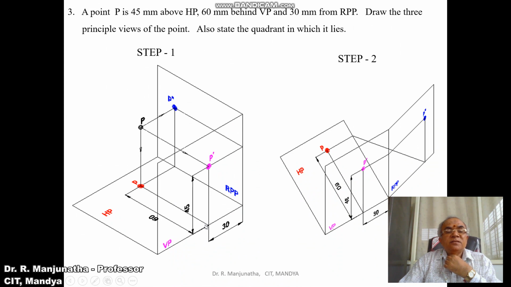This distance can be seen in 60. And when you look from the right side view, we can see the distance above HP, and also we can see the distance behind VP. Both we can see, so that we can be able to see here.